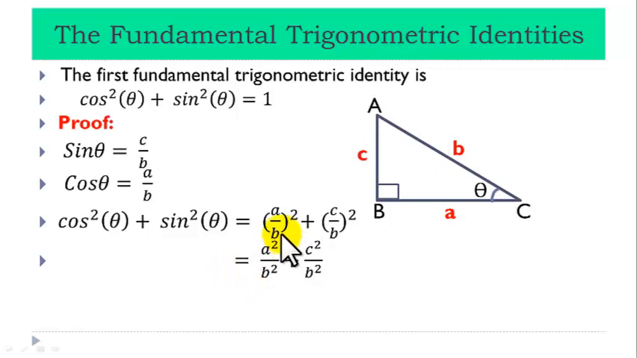This is equal to A squared over B squared plus C squared over B squared. The LCM is B squared, so this will give us A squared plus C squared all over B squared. By Pythagoras theorem, A squared plus C squared is equal to B squared. So this is equal to B squared over B squared, which cancels out to give us 1. So therefore, we have shown that cos squared theta plus sin squared theta is equal to 1.